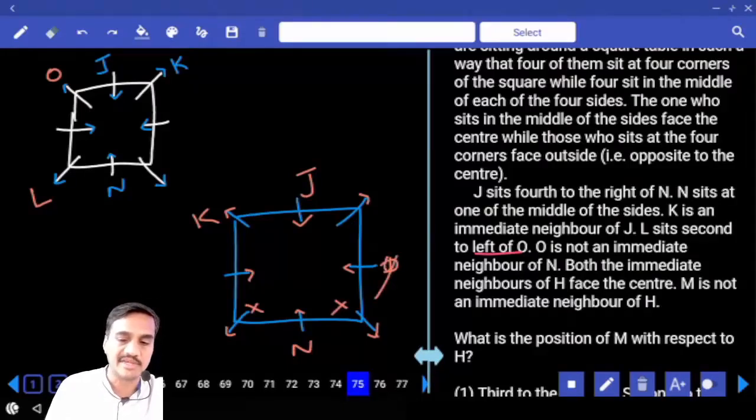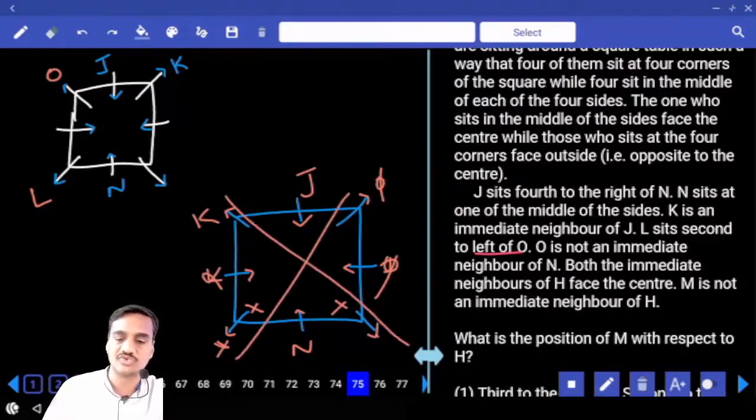Ikkada unte N and L must be here. Ikkada unte L and K must be here. Ikkada unte J and L must be here. Ikkada unnadu anukondi, ikkada unde chance unda లేదు. And the second case, there is no place left to this O at all. Then O is not an immediate neighbor of N. L sits second to the left of O.